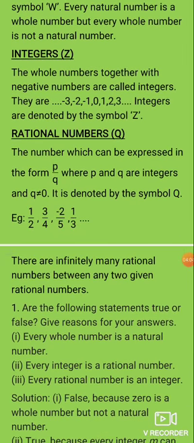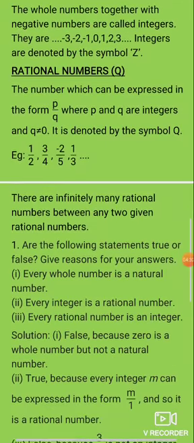Are the following statements true or false? Give reasons for your answers. First one: every whole number is a natural number. Above we discussed, is it true or false? It is false. Why is it false? Because 0 is a whole number and it is not a natural number. Clear?